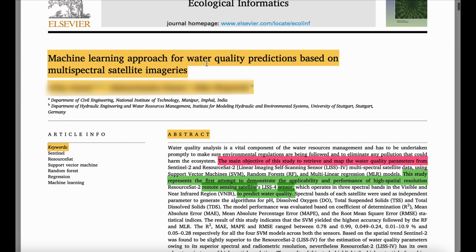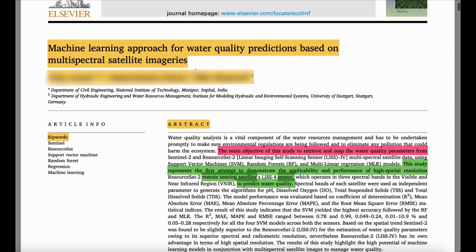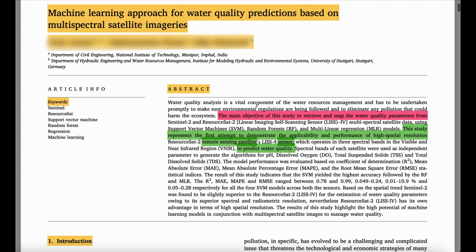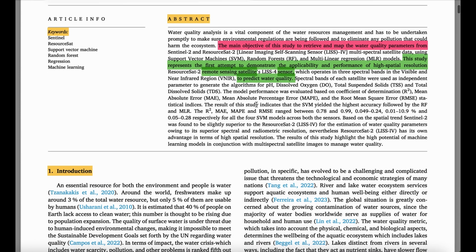Machine learning approach for water quality predictions based on multispectral satellite imageries. So they used a machine learning approach to check water quality predictions. This was definitely an experimental study. Let's take a look within the abstract at the main objective of the study: to retrieve and map the water quality parameters, and they have different sources, different data, and different models they used.